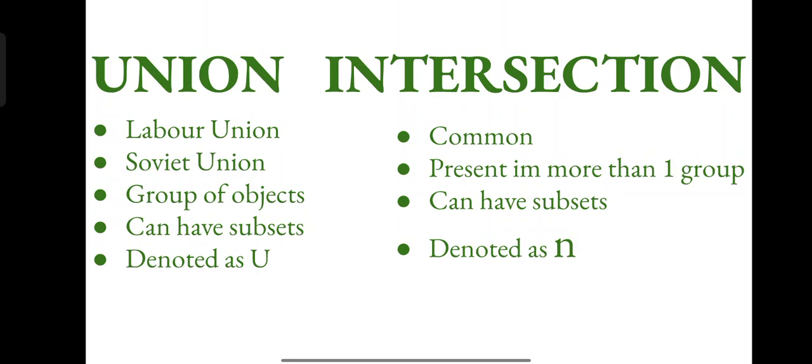Similarly, intersection is the people coming from two groups. Okay, there will be common people, present in more than one group, so intersection means common people. They will be present in more than one group, and that also can have subsets, and it is denoted like n. Okay, it is not exactly n, just as the union symbol is not exactly u, but most similar to n and u.